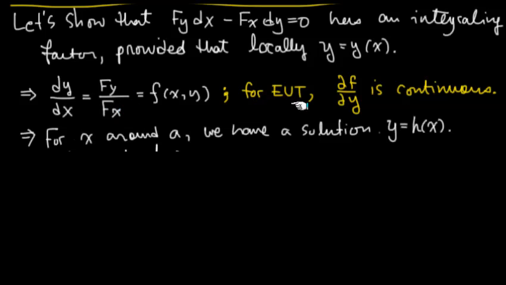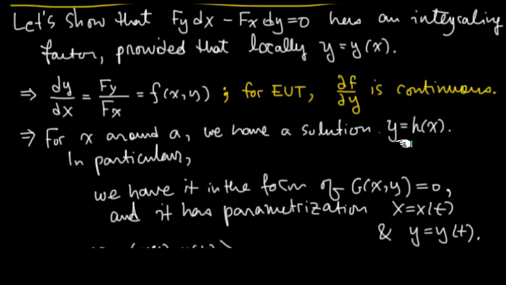With that powerful theorem, we can say there is a solution around x equals a, and we have a solution y equals h(x). For example, instead of writing y(x) here, I decided to use something else, indicating that we actually have a formula here. But you can always rewrite this function in the form g(x, y) equals 0, namely y minus h(x) will be this g(x, y) equals 0.